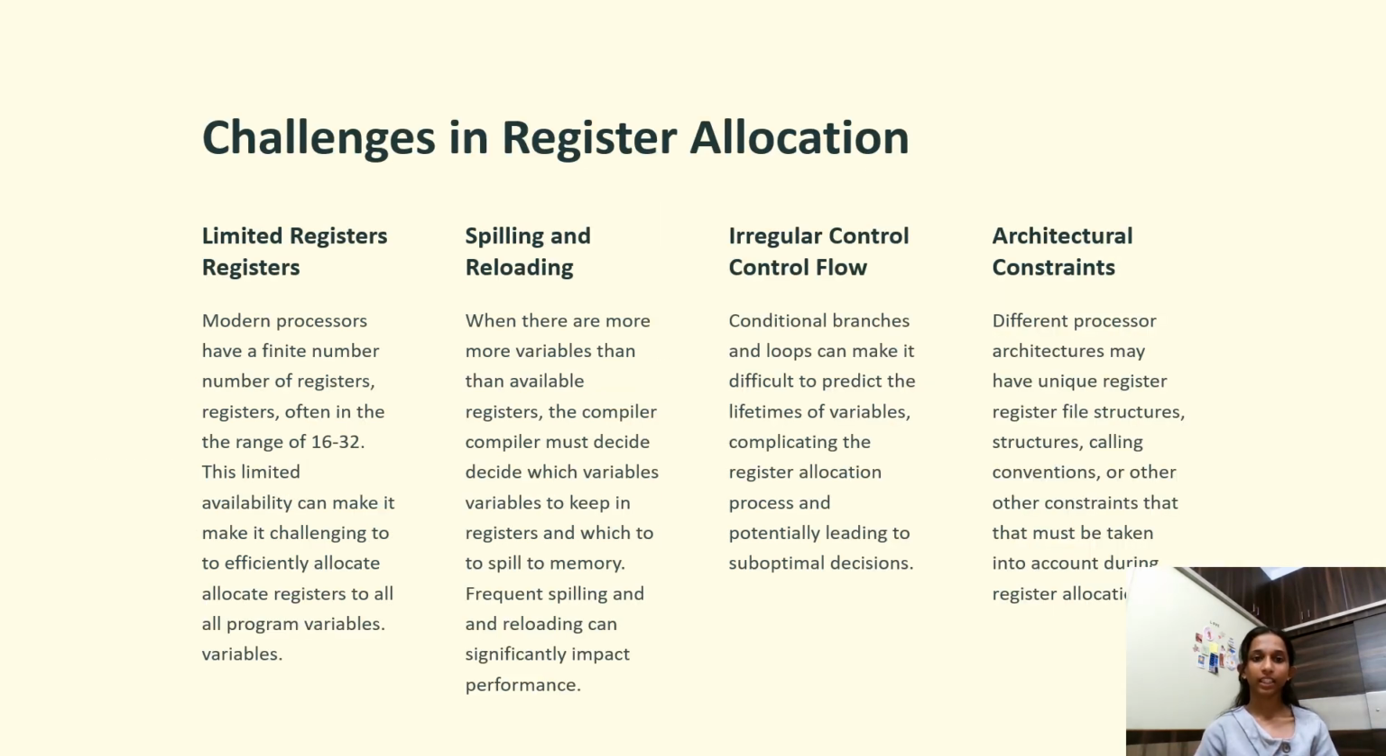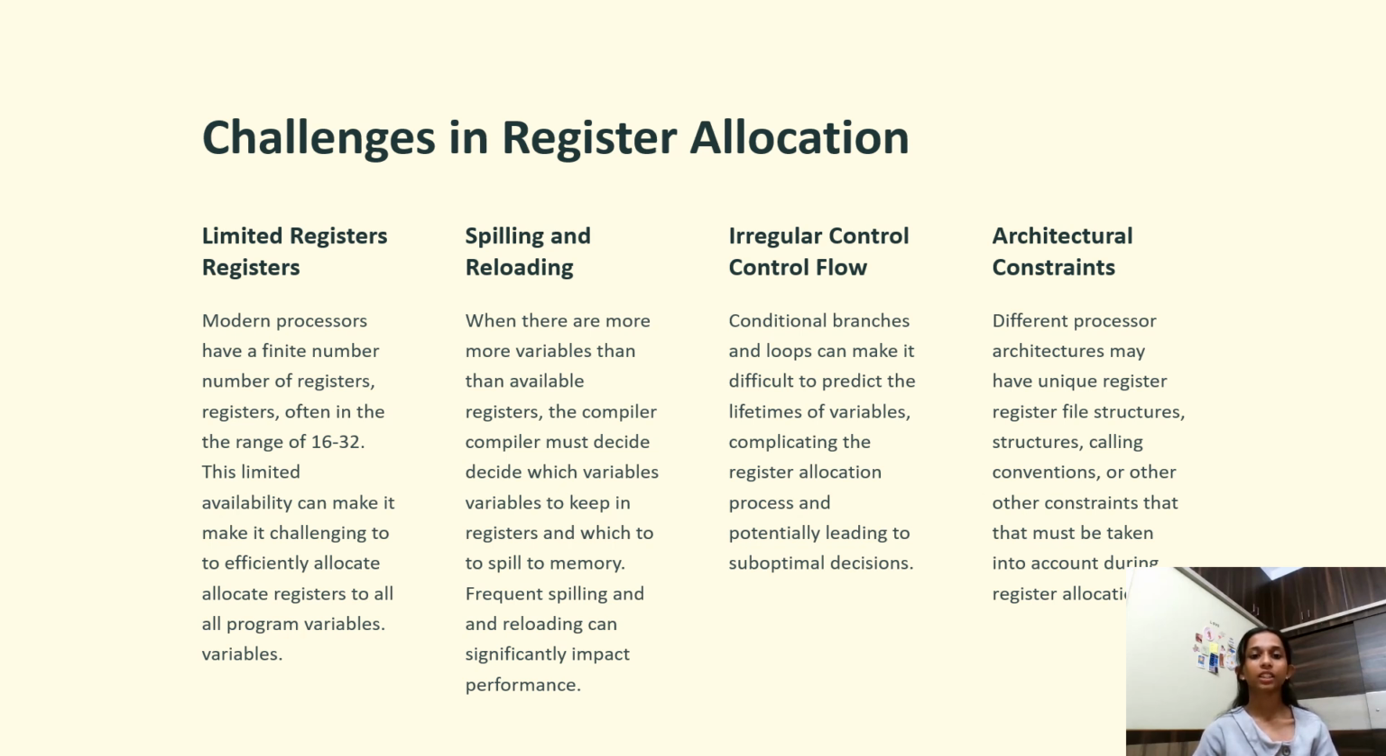Now let us understand the challenges in register allocation. The first challenge would be limited registers. Modern processors have a finite number of registers, often in the range of 16 to 32. This limited availability can make it challenging to efficiently allocate registers to all the program variables.